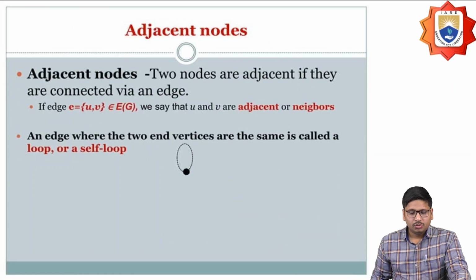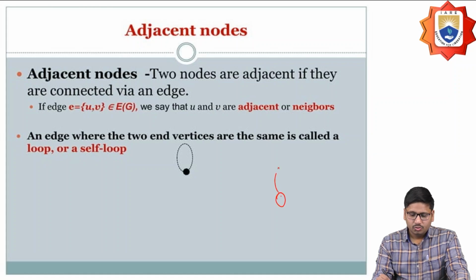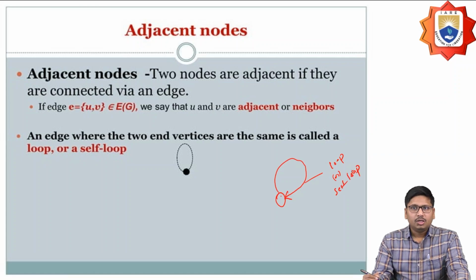And adjacent nodes: two nodes are said to be adjacent if they are connected by an edge. If there is an edge (U, V) belonging to E of G, we can say that U and V are adjacent nodes or neighbors. An edge whose end vertices are the same is called a loop or self-loop. The edge starting and ending at the same vertex is called a loop or self loop.